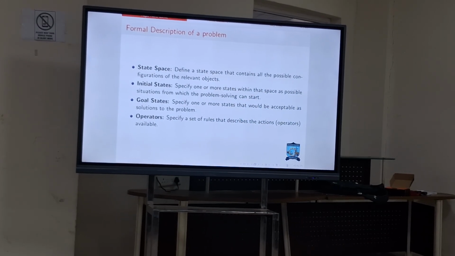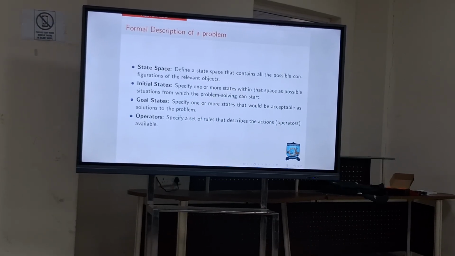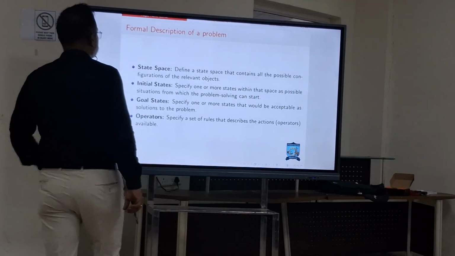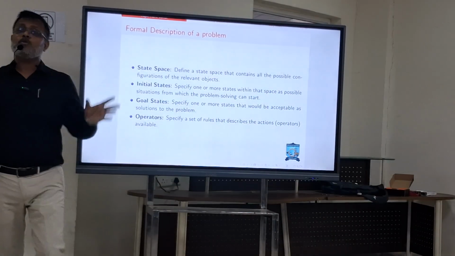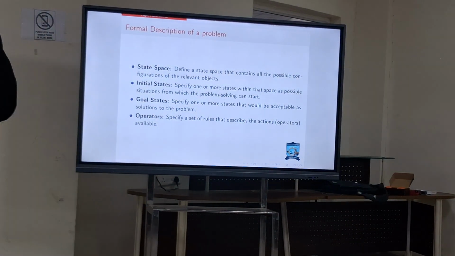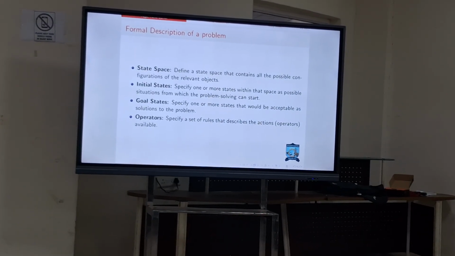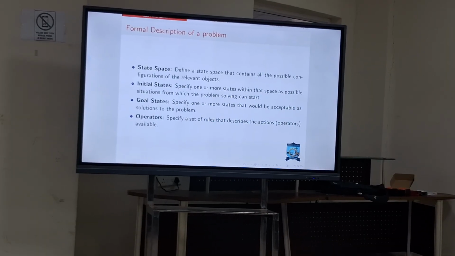State space. What is a state space? Define a state space that contains all possible configurations of the relevant objects. For example, a chess player cannot think of all possible configurations, but at least when he makes a move, he knows that if I make this move, at least 8 or 10 moves the other person can make. So that is the state space of his thought.